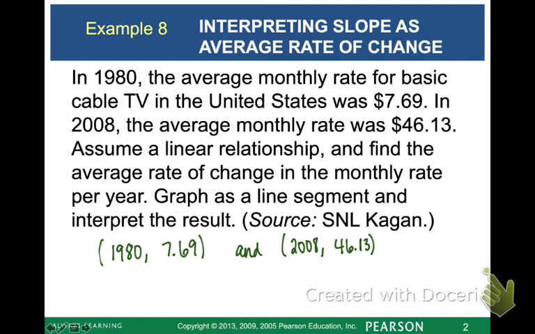So my 2 points here are just going to be the point 1980, 7.69, because the year was 1980, the cost was $7.69. And then my other point is going to be 2008, 46.13. So the year, the cost of cable. So now we're just going to do slope formula. So pause your video and find the slope between these 2 points.